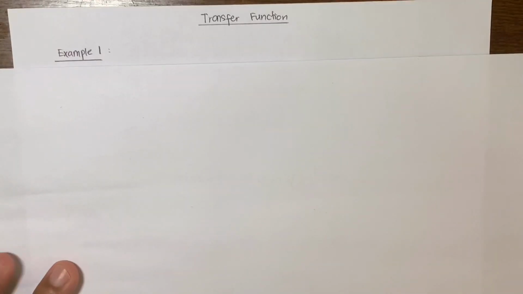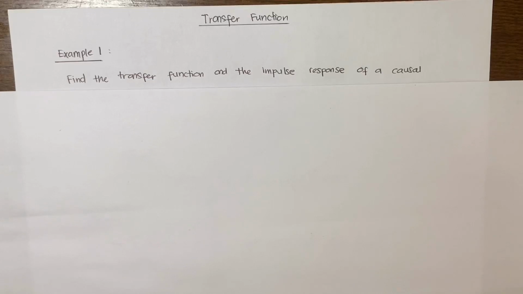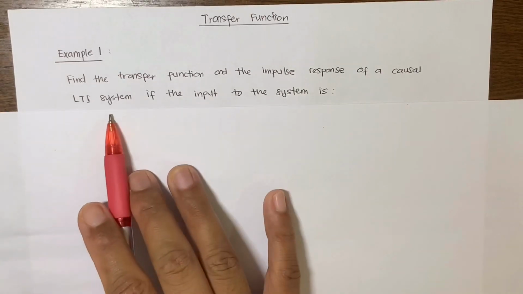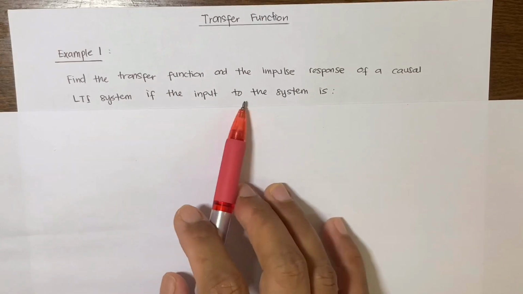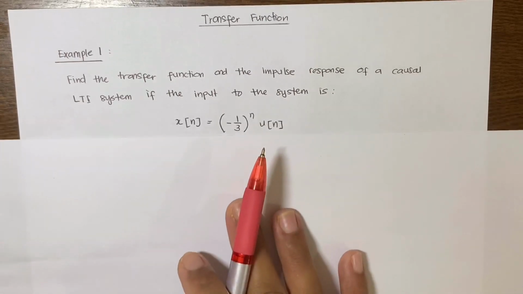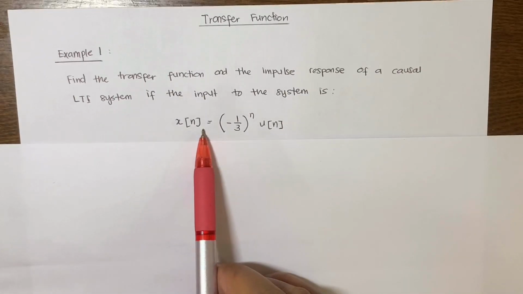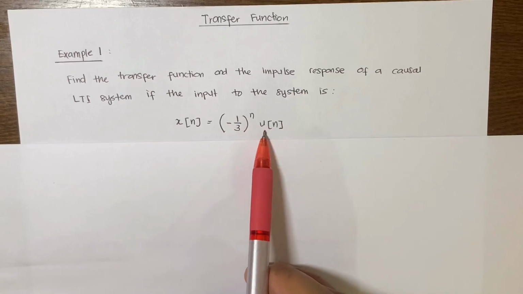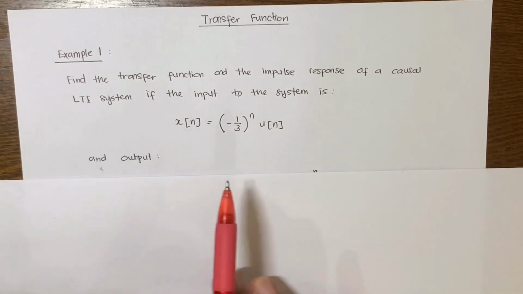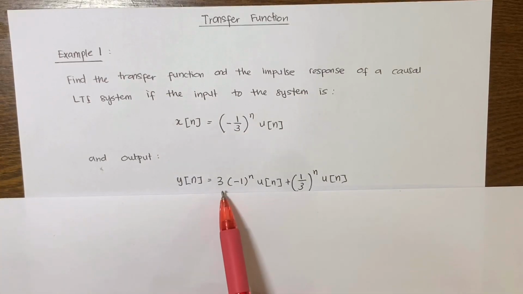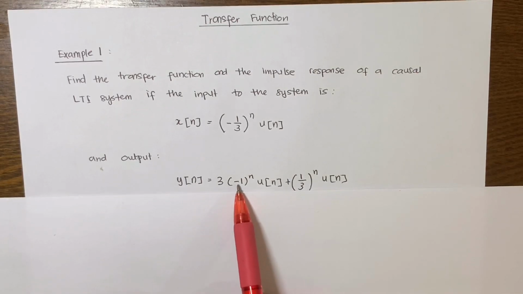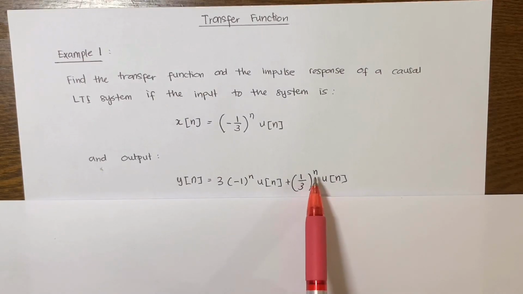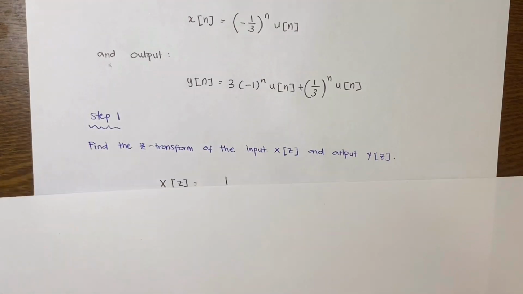For example 1, find the transfer function and the impulse response of a causal LTI system if the input to the system is x[n] equal to (-1/3)^n u[n], and the output is y[n] equal to 3(-1)^n u[n] plus (1/3)^n u[n]. We have 3 steps here.